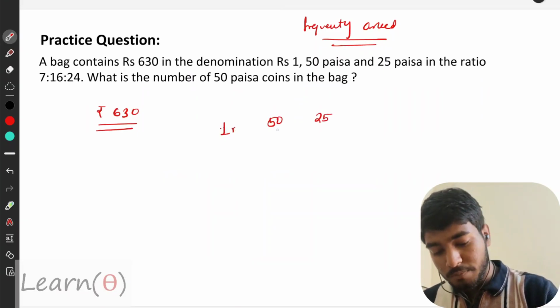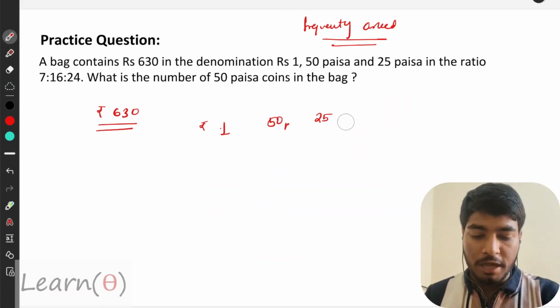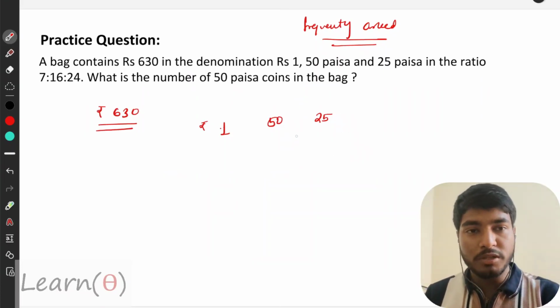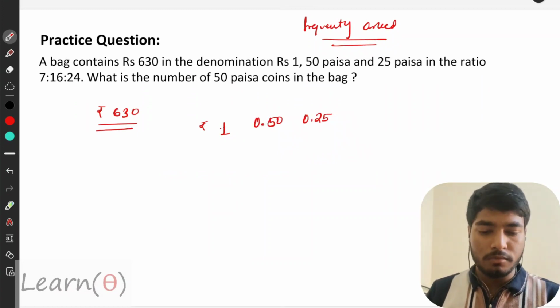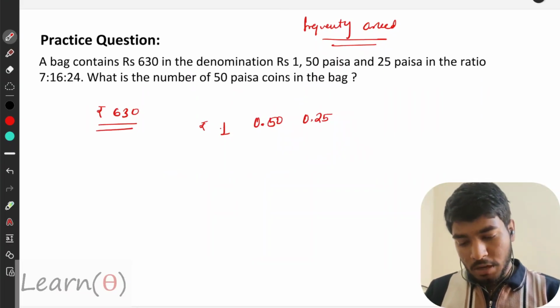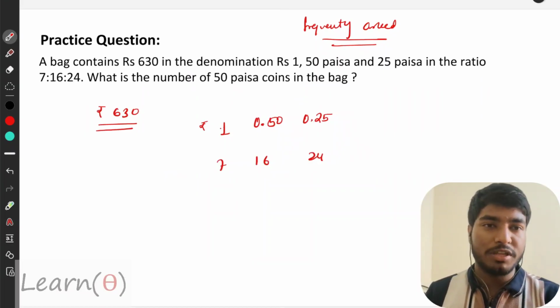I cannot have different units. I will have to have either all in rupees or all in paise, so I am taking it in rupees. 50 paise means 0.5 rupees and 25 paise means 0.25 rupees. Now they are given in the ratio 7:16:24.